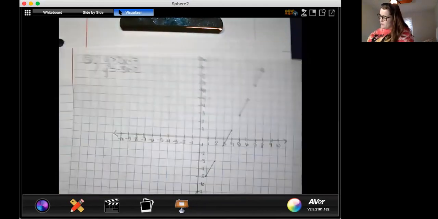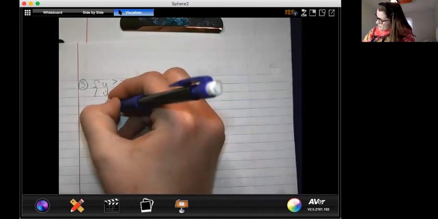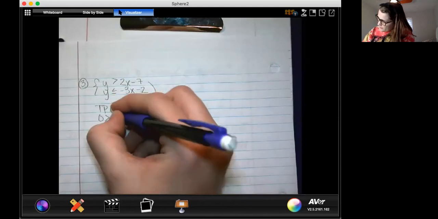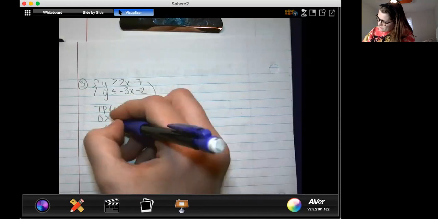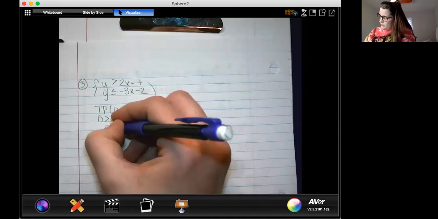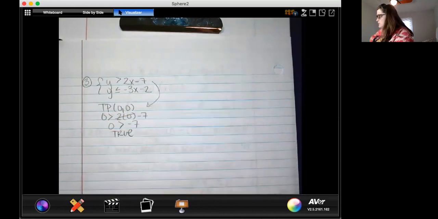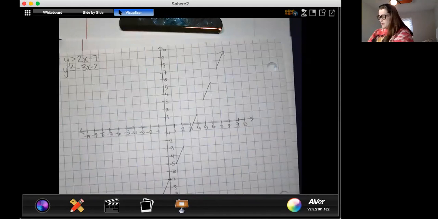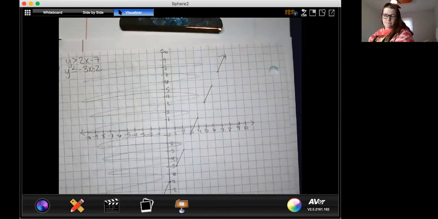Okay, so then we do our test point, which I can clearly do 0, 0. So is 0 greater than 2 times 0 minus 7? So is 0 greater than -7? Yes, yes it is. That is true. So therefore I can shade to the left. And I'm going to shade lightly.